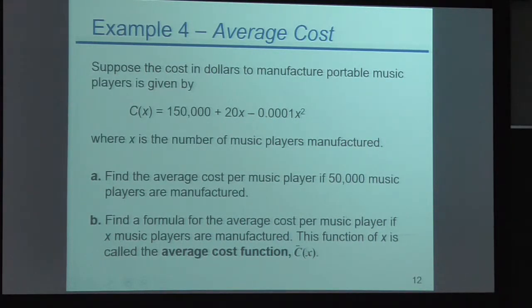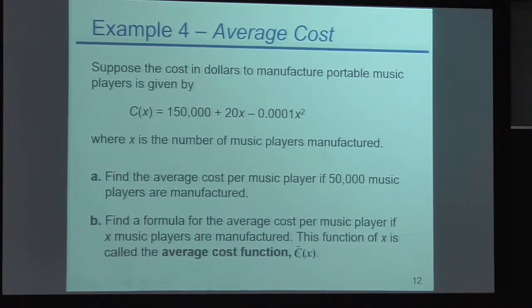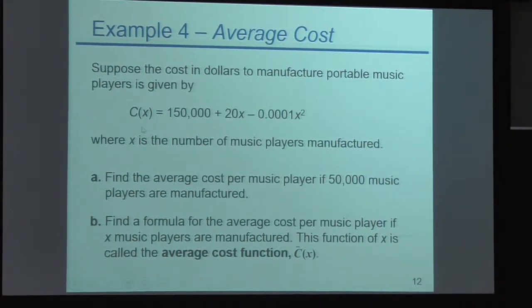Okay, and we'll call it this. C with a bar on top will be the average cost function. So what is the formula? We already know it. It's just this divided by x, which means what? This term will be divided by x, this will just be 20, and this will be just x, not x squared, right? And that will be the average cost function.